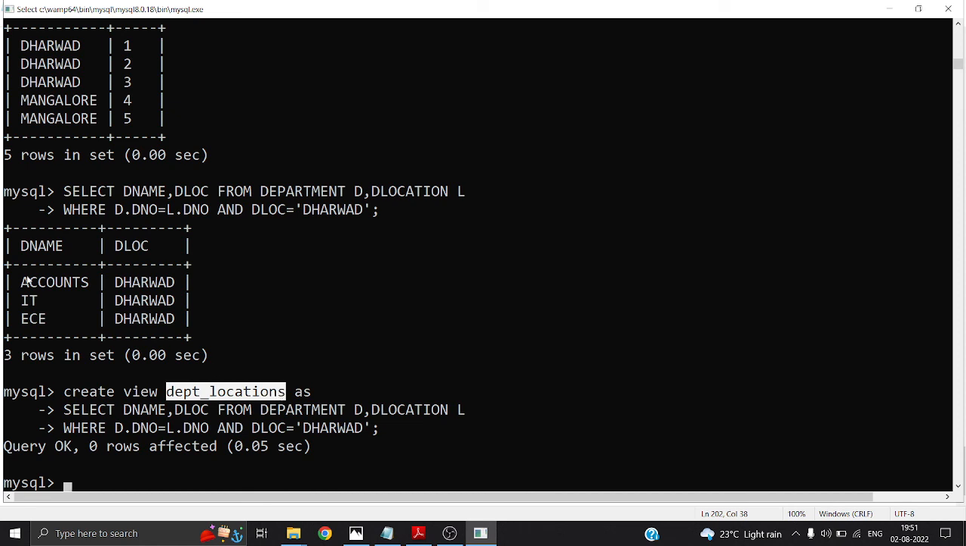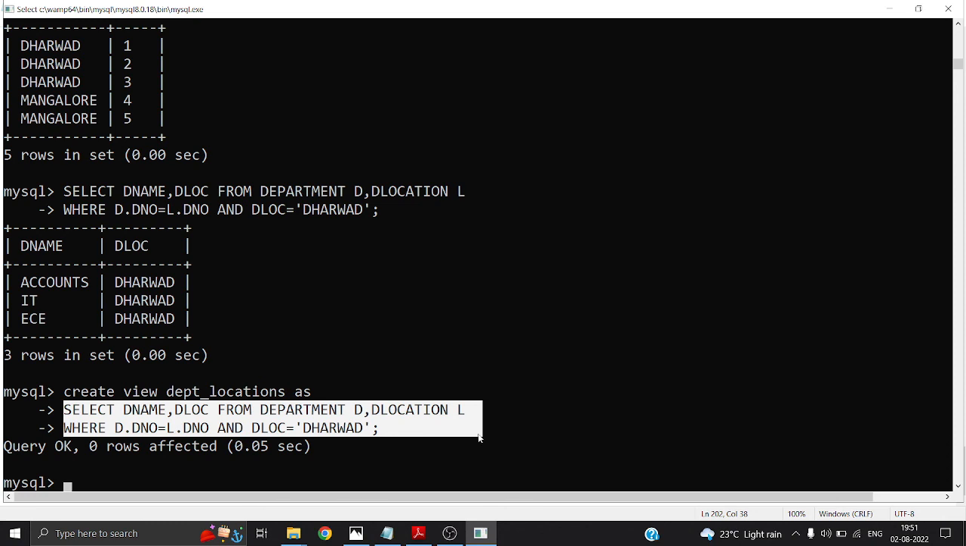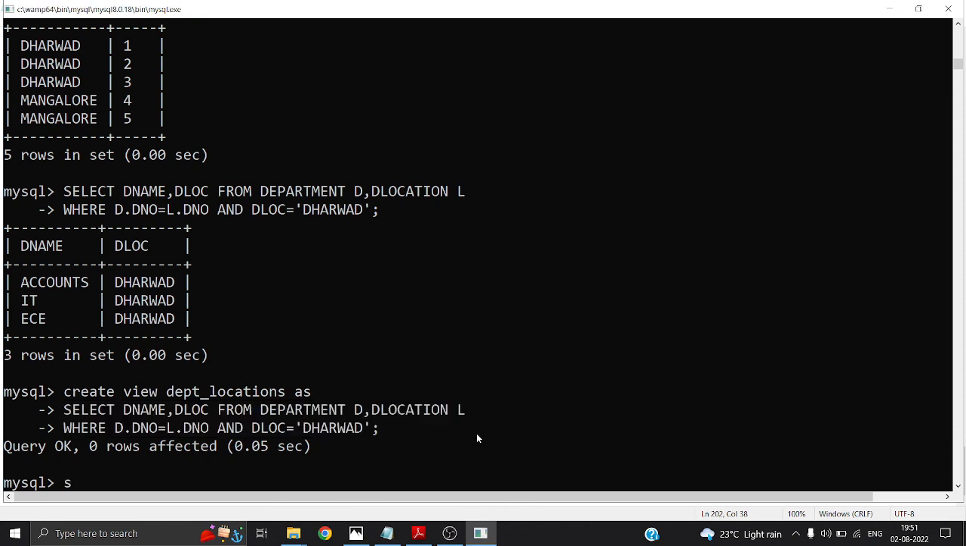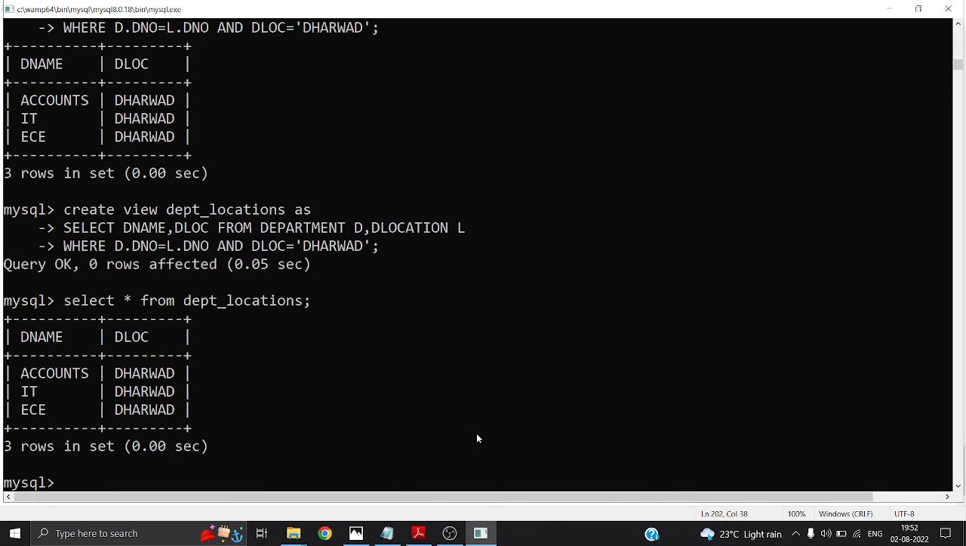Now if I want to see the output of this query every time, there's no need to remember this query. Simply I just execute select star from dept underscore location. Okay, this is simple. So this is the last and final assignment.